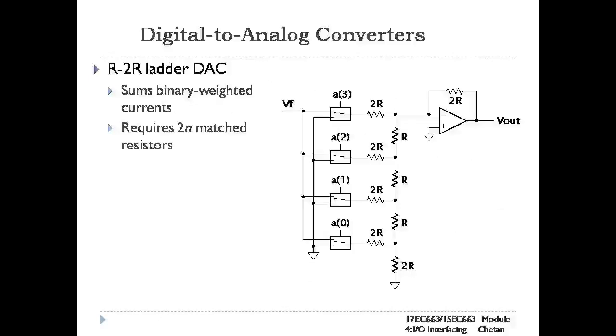Next one is R2R ladder DAC. R2R ladder DAC sums binary weighted currents. This requires 2n matched resistors. Each of the switches connected to the input bits connects the 2R resistance to the reference voltage Vref if the input is 1 or to ground if input is 0. The superposition of sourced currents means that the total current is proportional to the binary coded input. The op-amp voltage is thus proportional to the binary coded input in order to maintain the virtual ground at the op-amp input.